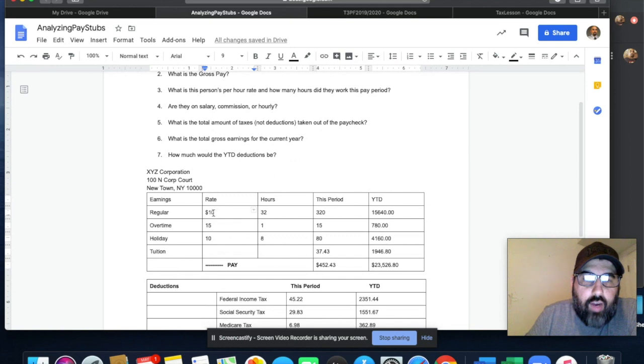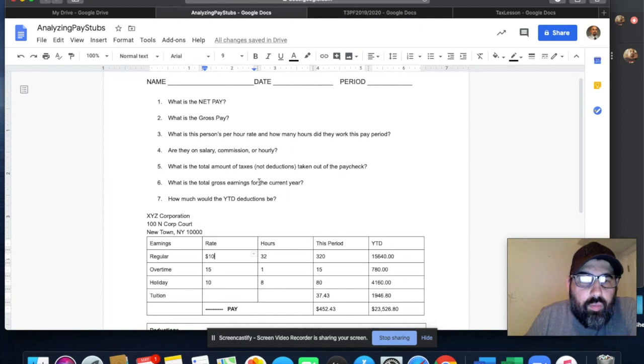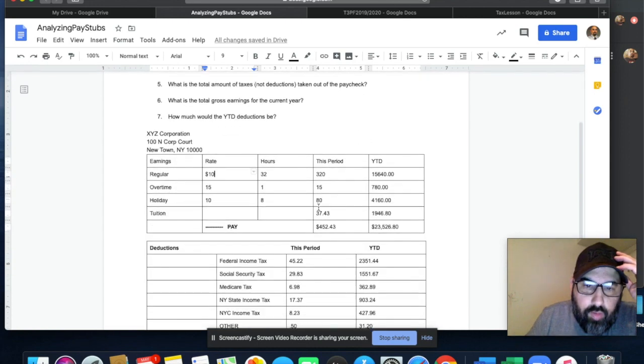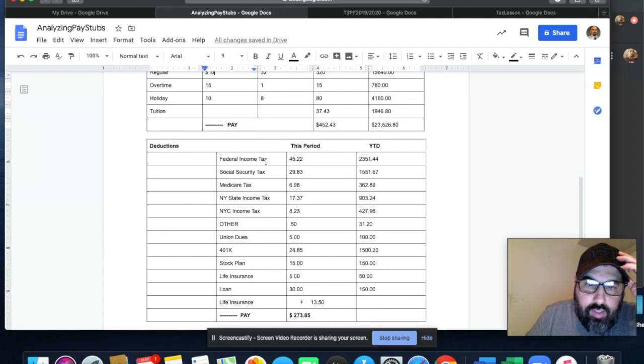They're obviously hourly because we know right here they get paid $10 per hour. That's their regular pay. What is the total amount of taxes, not deductions, taken out of their paycheck? So the total amount of taxes taken out of their paycheck, well, anything that has a tax behind it: federal income, Social Security, Medicare, and this one's from New York, so New York State, New York income.